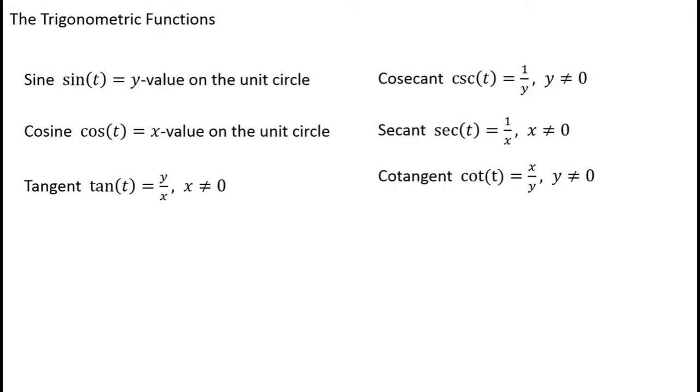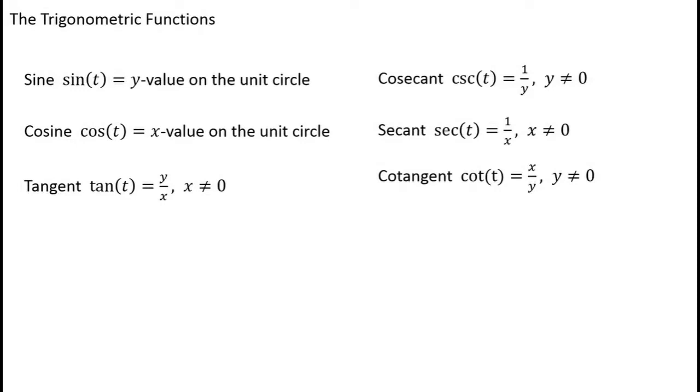So cotangent is cot, and I read that cotangent of t, and it is defined to be the x value in the numerator and the y value in the denominator, as long as y is not equal to 0. Now notice that cotangent and tangent are also reciprocals of each other, because tangent is y over x, and cotangent is x over y. Now let's use these definitions of the functions to actually evaluate some angles.